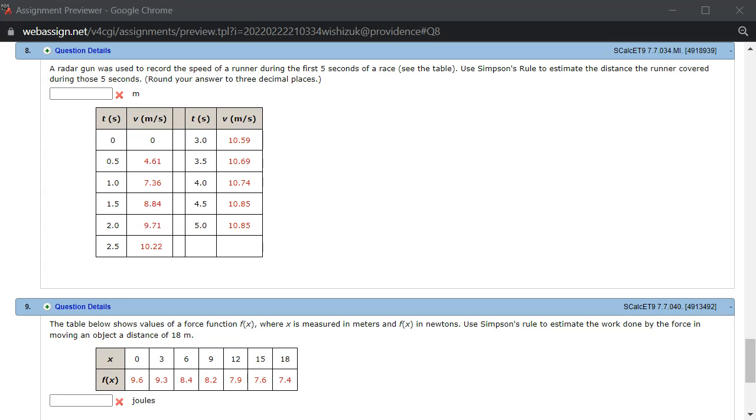All right, let's look at homework 7.7, problem number 8. We have a table of velocity given at 0.5 second intervals. So delta x is 0.5, and the function values are given. In order to find the distance, we do an integral from 0 to 5 of the velocity function. All right, so let's do that.